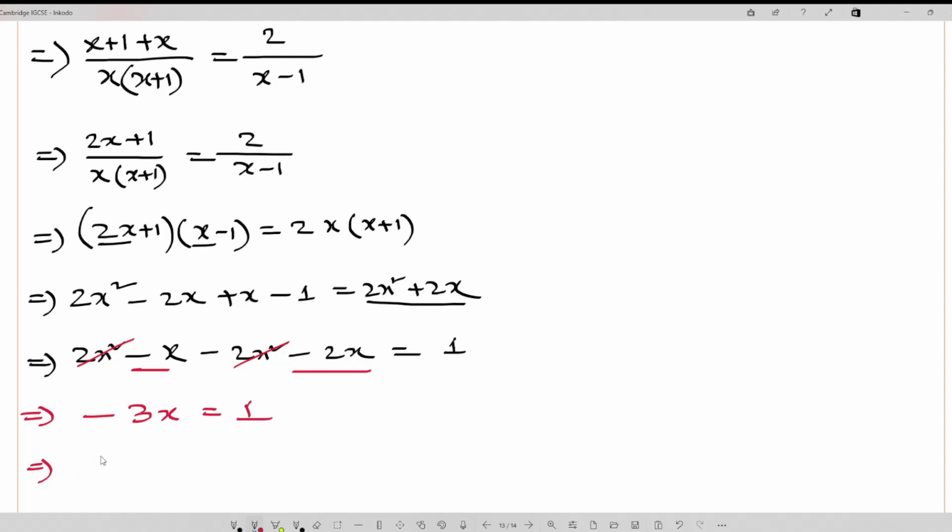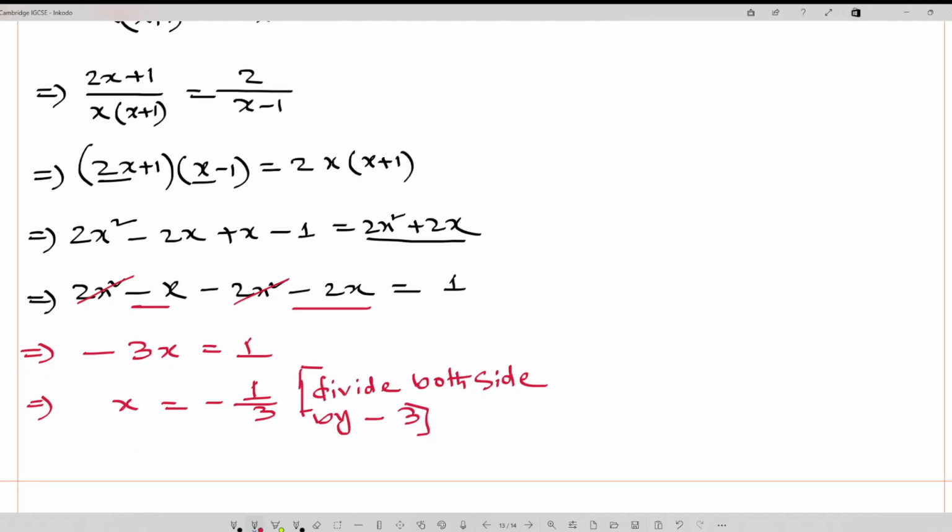So once we divide both sides by minus 3, the result will be x equals minus 1 by 3. We can write divide both sides by minus 3. Okay, so our answer is minus 1 by 3. So we can write solution set x equals, inside second bracket, minus 1 by 3. This is our answer and our video also done.